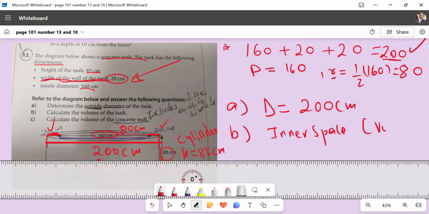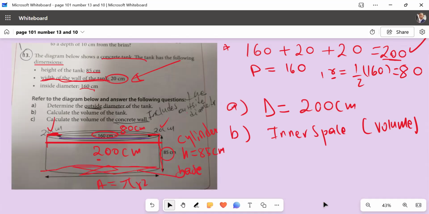The inner space of the tank is called the volume. Whenever we want to calculate the volume or the inner space of the tank, we always consider the base side, which is the circle, which is pi r squared. We multiply by the perpendicular height. In this case, the pi is given by 3.143.